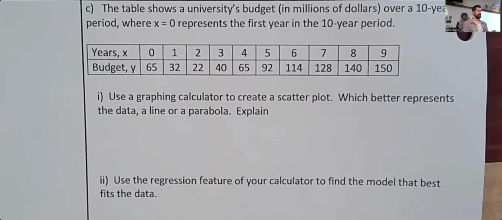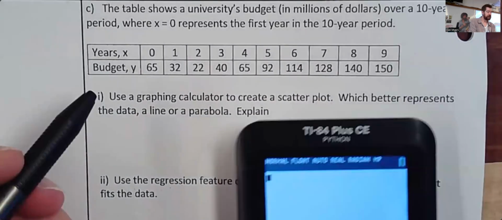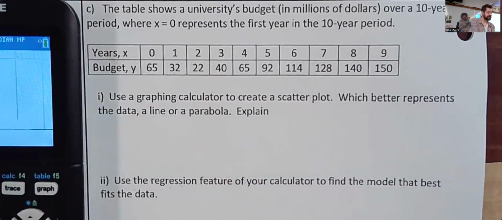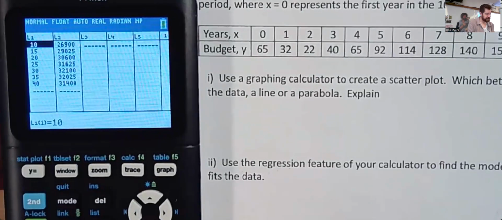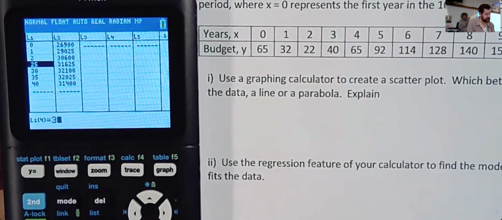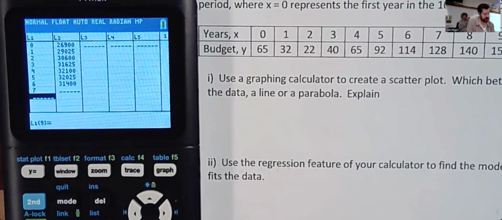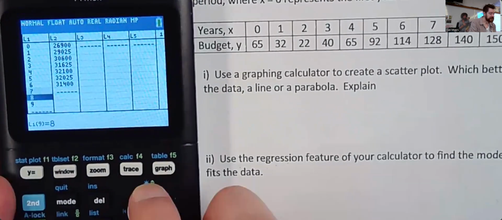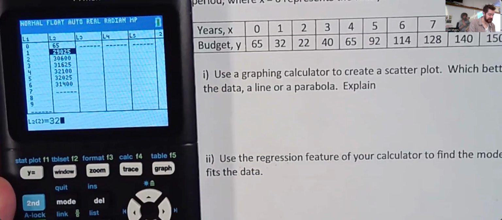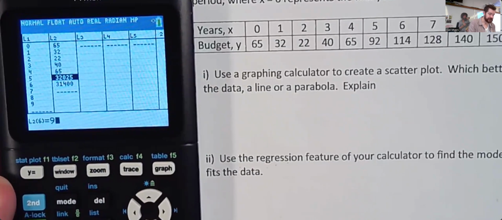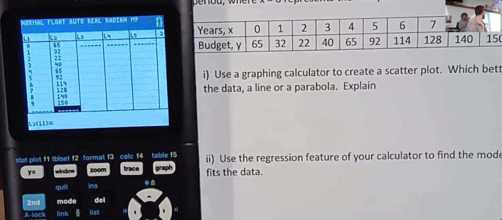This is the first time we've done a scatter plot. So we're going to do the same thing we did to start off with. Go back to your L1, L2, type in the values. So we're going to have 0 through 9. So 0, 1, 2, 3, 4, 5, 6, 7, 8, 9. All right. So 10 numbers on each list. L2, we got 65, and then 32, 22, 40, 65, 72, 114, 128, 40, and 150. All right.